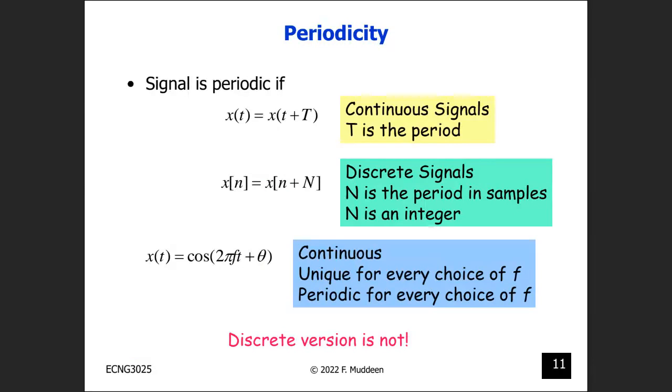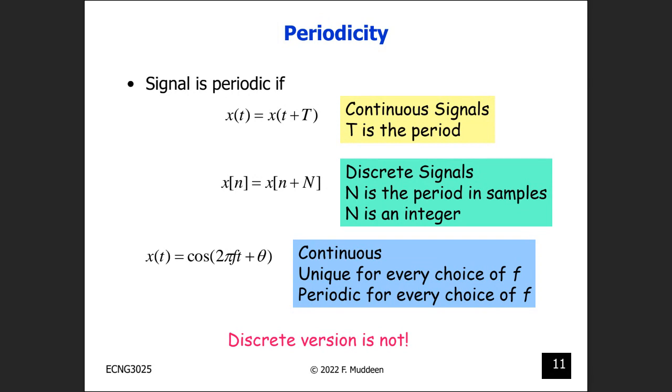Now that gives us a little bit of an issue. In the continuous time domain, if I have a continuous time signal x(t), it repeats itself if I add some period to it. So sin(ωt + T) will repeat itself for any value of the frequency.